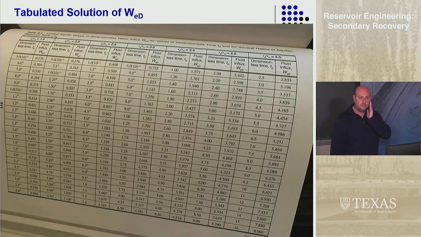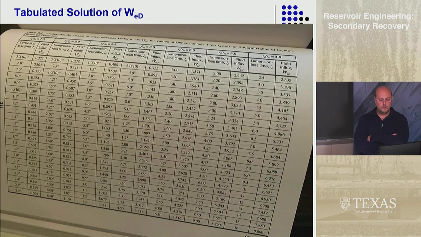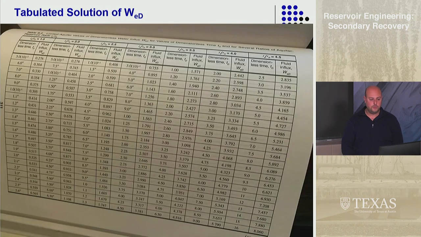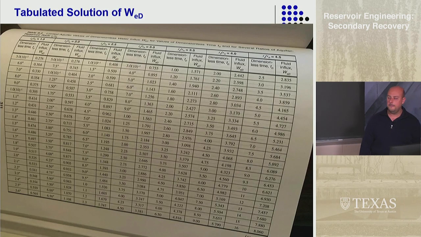The next way is to use the approximate equations by Edwardson, which are still complicated, but they use things like square roots and things that we're used to. But as a reminder, those are only valid in the infinite acting flow regime, when the dimensionless time is small compared to the dimensionless radius. The third way is these plots, and the fourth way is the tables. So those are the 4 ways.